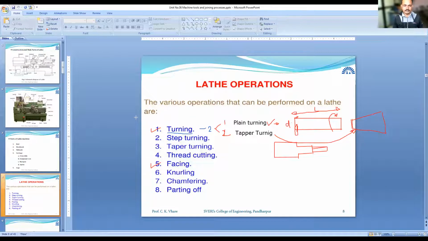Then knurling. Knurling is the process, I think I have explained. Knurling is the process to make some designs on the shaft, mostly for gripping purposes.